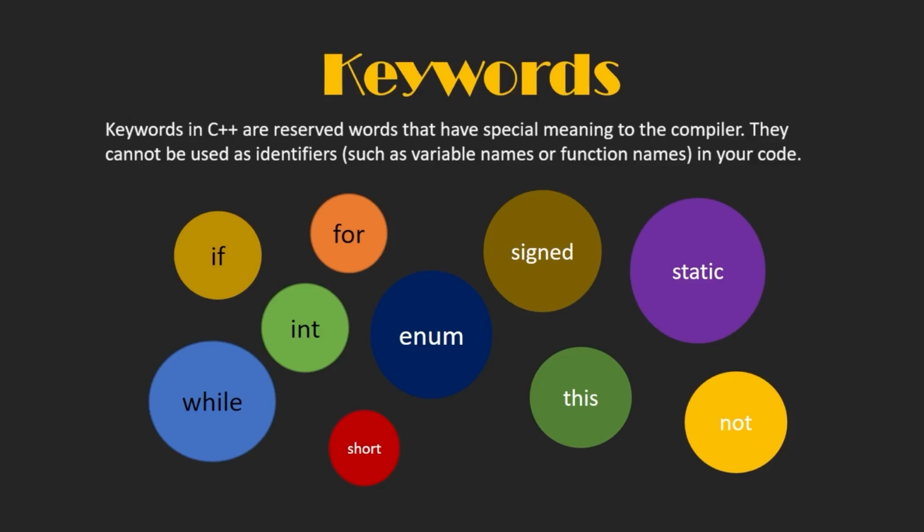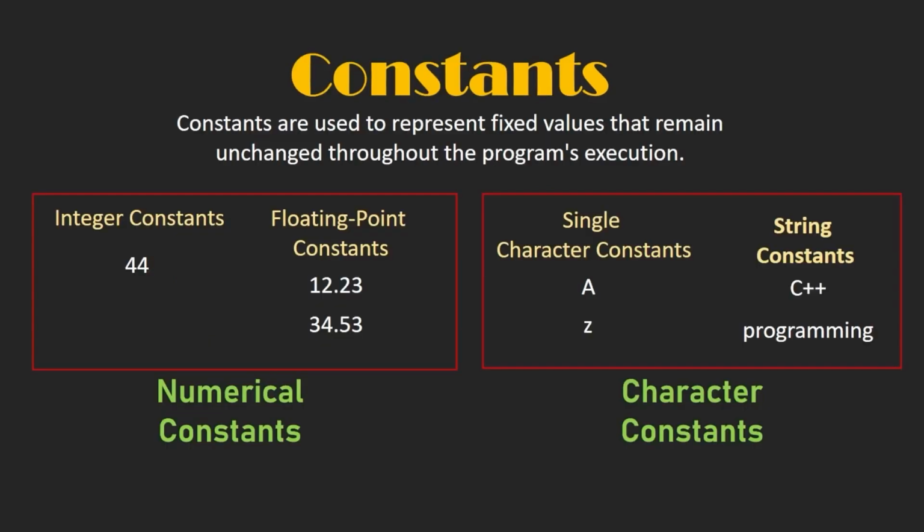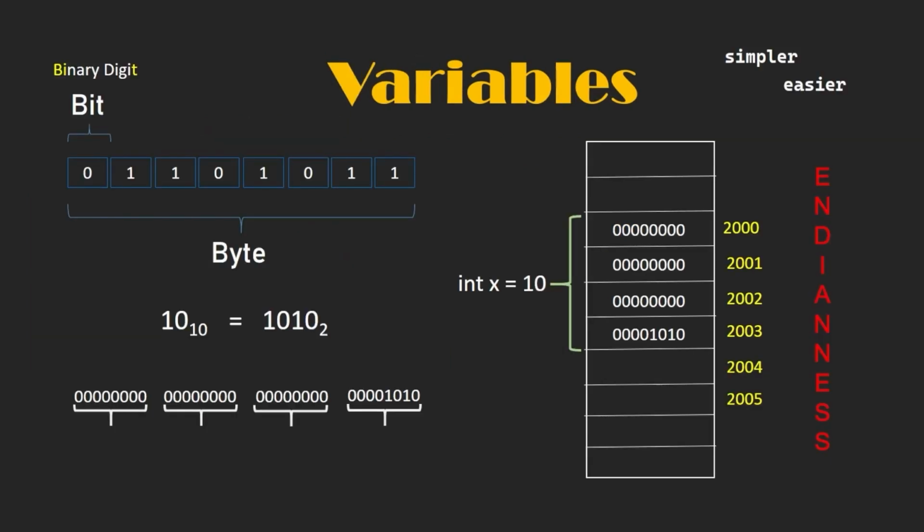Now, let's summarize what we've covered. Constants are values that remain unchanged throughout the program. They can be integers, floating point numbers, characters, or strings. Variables are names assigned to memory locations to make it easier to access and manage data. In computer memory, variables are stored as bits grouped into bytes, each with a unique address. We use variable names to refer to these memory locations, making our code more readable and manageable.